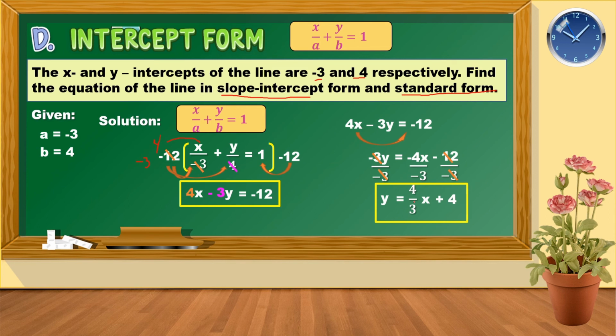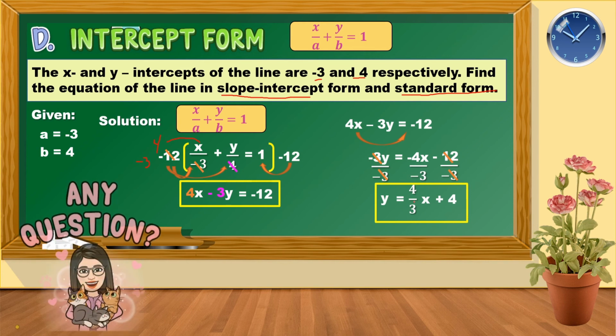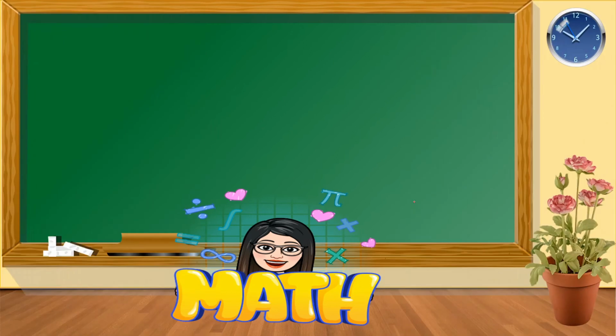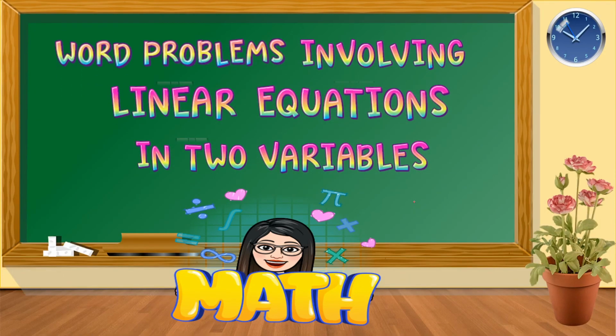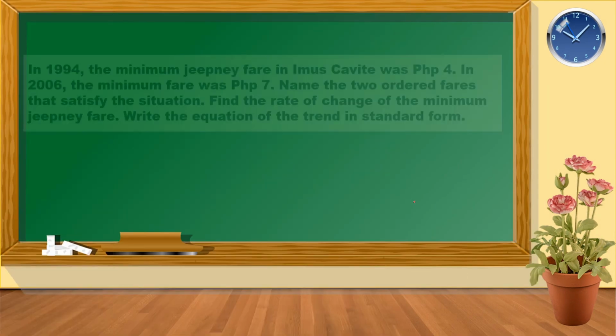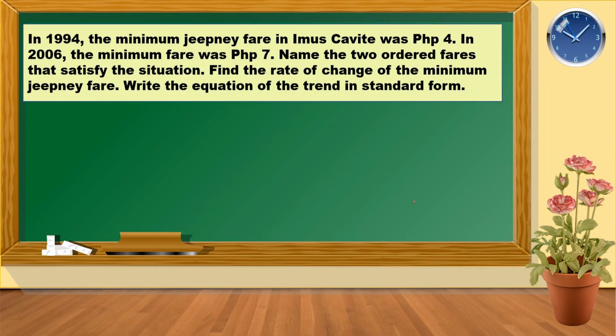Okay, so these are the 4 patterns in finding the equation of a line. So, titingnan lang natin yung given para makita natin kung ano bang pattern or formula ang gagamitin natin. Okay, so let's now move on with the second one, which is word problems involving linear equations in 2 variables. Okay, so actually, yung simple lang ang nilagay natin dito para mas maintindihan. Okay, and also wala na tayong time kaya ito na lang yung ating nabigay na problem.